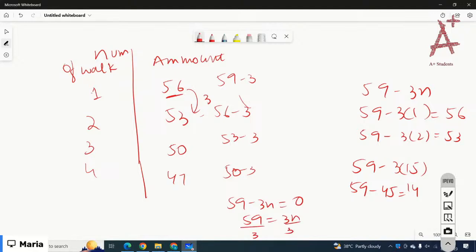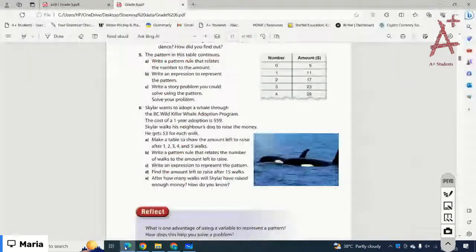3 times 1 is 3, 3 times 8 is 24. That means after 19 walks, it would be 89 point something, right? That means after 19 walks, he must have $59, right? Okay, we are done with the lesson. Let's start with the next lesson.